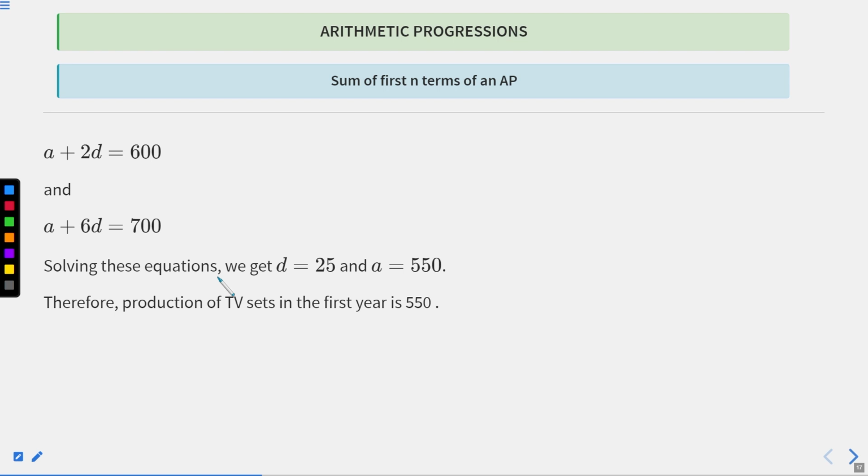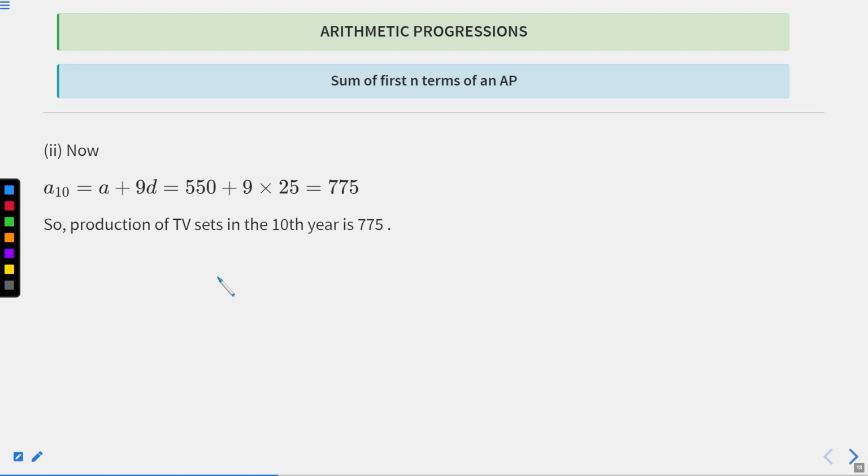And here we get a pair of linear equations. Now we can solve this pair of linear equations by using the elimination method or substitution method. So solving these equations, we get D is equal to 25 and A is equal to 550. Therefore, the production of TV sets in the first year is 550.